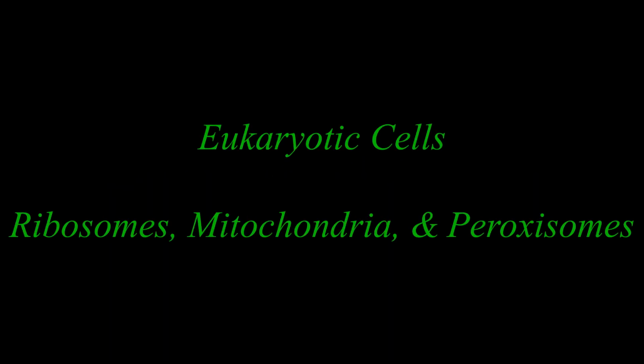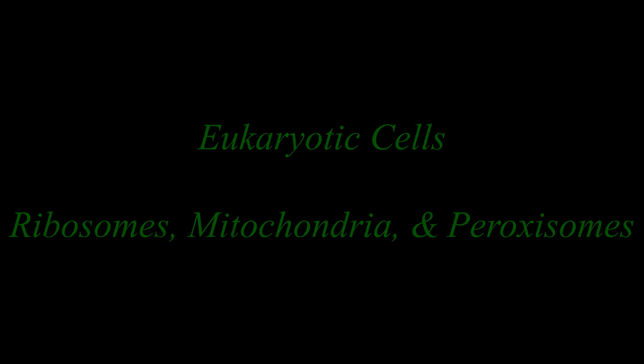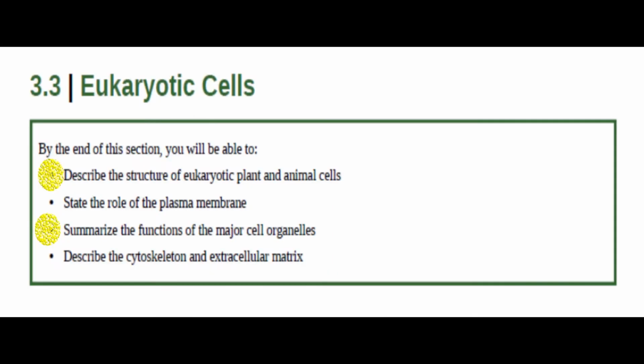Back to Concepts of Biology. We'll continue to read Chapter 3, Section 3.3, Eukaryotic cells, ribosomes, mitochondria, and peroxisomes. By the end of this video, you will be able to summarize the functions of ribosomes, mitochondria, and peroxisomes.